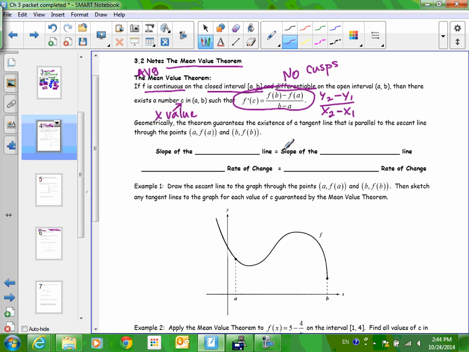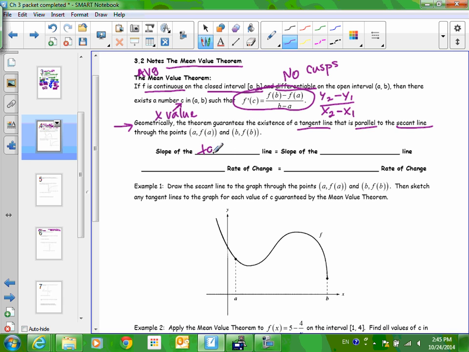So I've been giving you little hints. Let's read this sentence, and then I'm going to see if you guys can fill in these blanks. Geometrically, the theorem guarantees the existence of a tangent line that is parallel to the secant line. What does parallel mean in this context? Same slope. So the slope of the what line? What's the line on the left? The tangent. The tangent line.